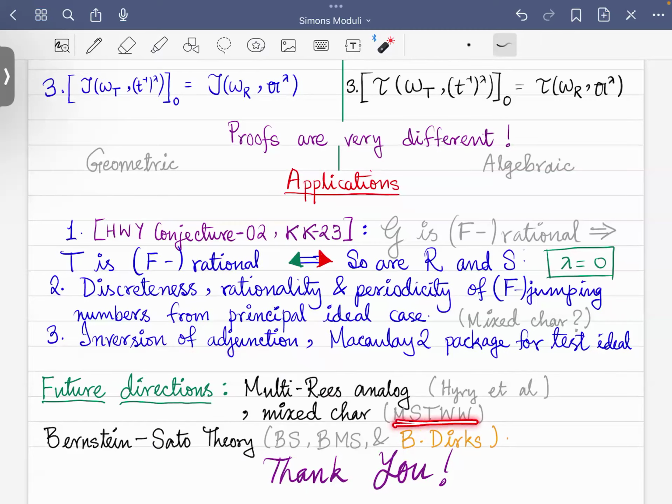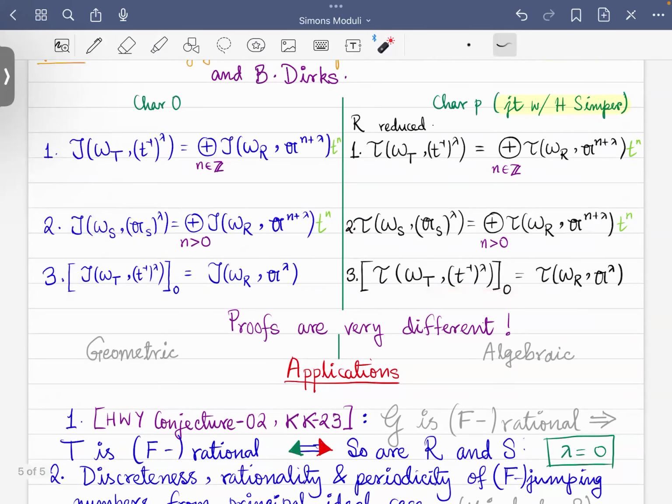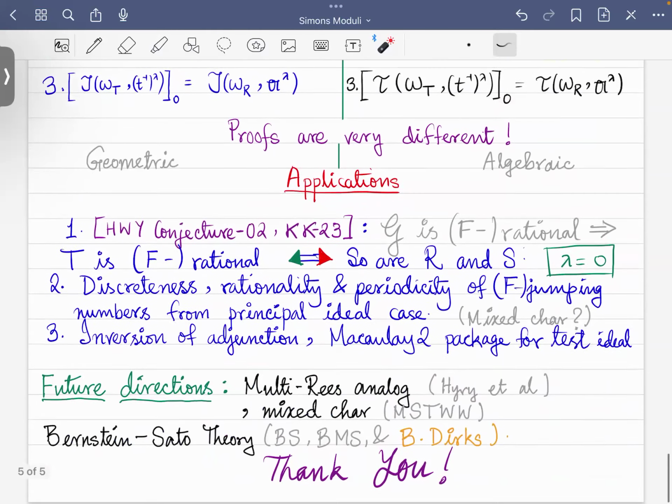This was, for example, done in MSTWW. This is Ma, Schwede, Tucker, Waldron, and Witaszek in their joint paper. And the other computational application is that now we have a Macaulay2 package which can compute test ideals for non-principal ideals. Before that, it could only compute test ideals for principal ideals, but via this trick, one can do the same for non-principal ideals.